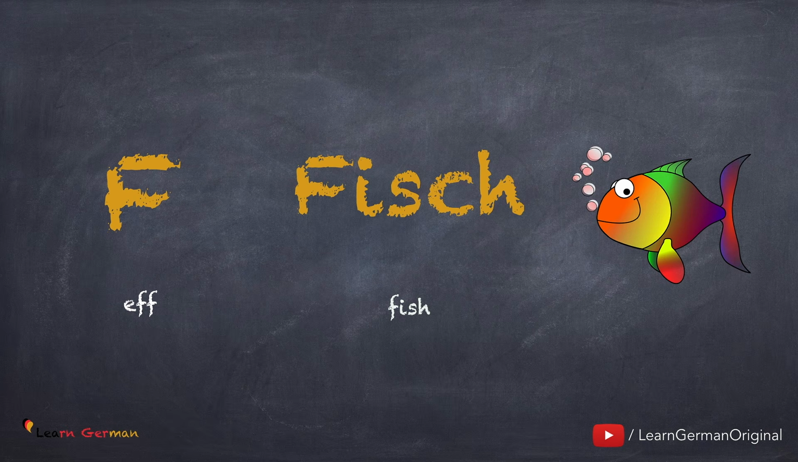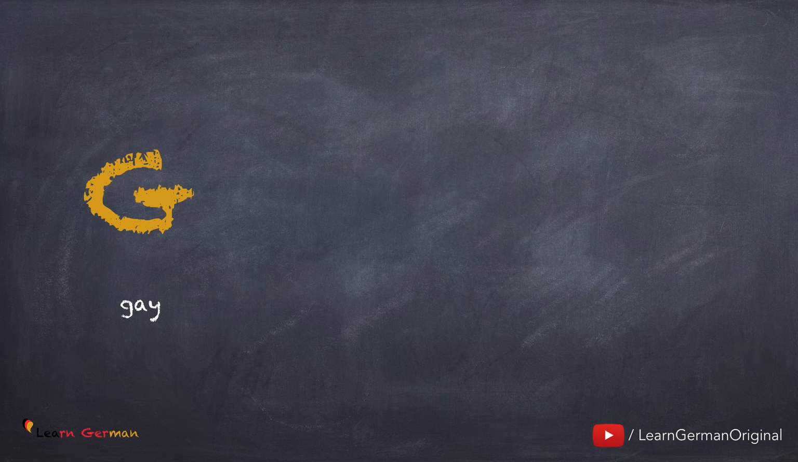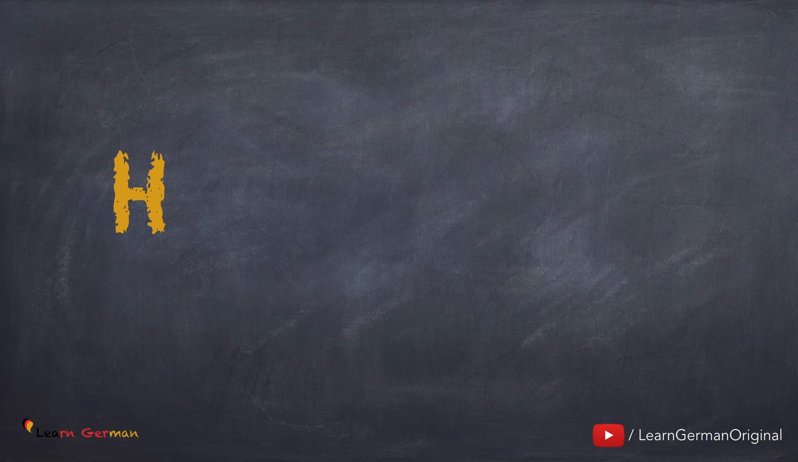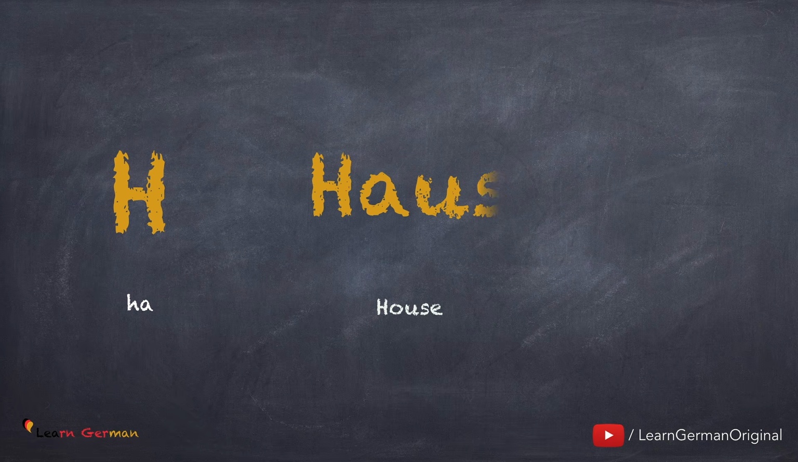F. Fisch. You pronounce fish the same way as you would pronounce in English. G. Gitarre. H. Haus. Here also the pronunciation is the same as it would be in English.